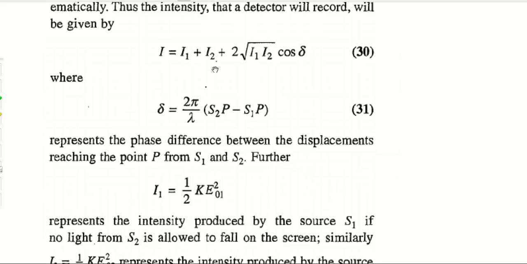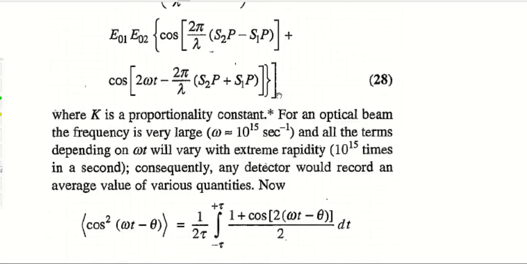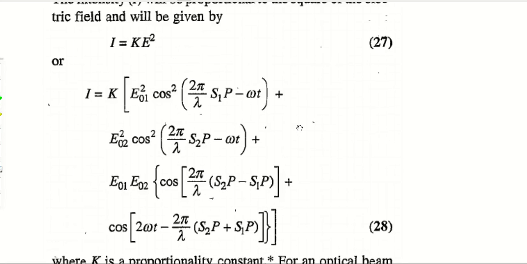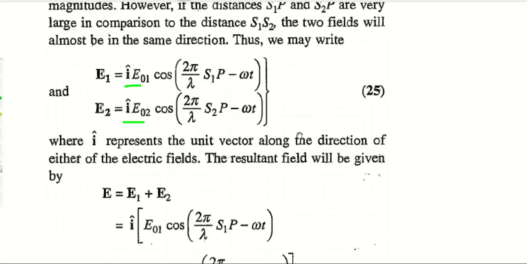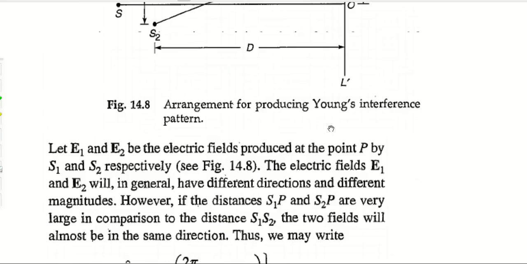So it is written here, I is equal to I1 plus I2 plus 2 into root under I1 I2 into cos delta, where delta is that constant part which is not averaged here, 2 pi by lambda into (S2p minus S1p). S2p minus S1p is the path difference between the rays coming from S1 and S2 and interfering at the point P.